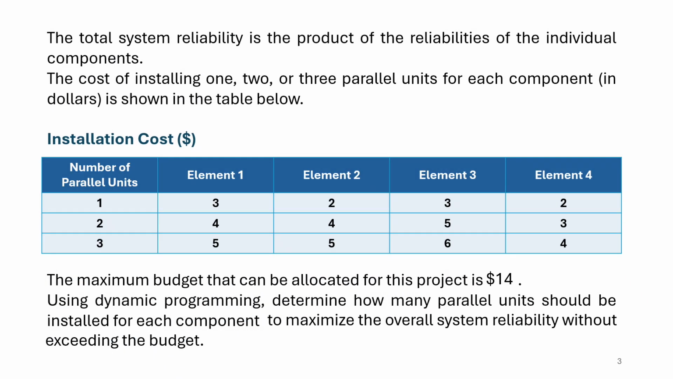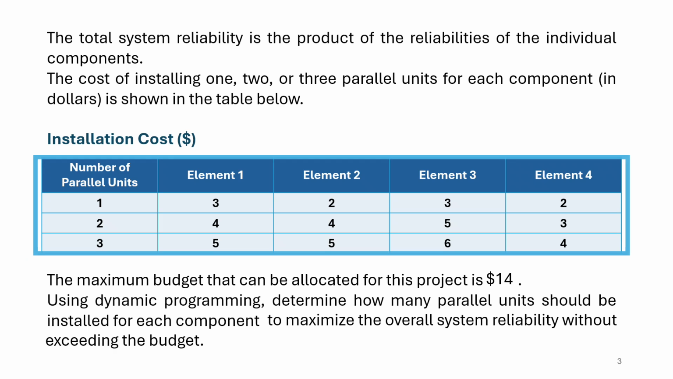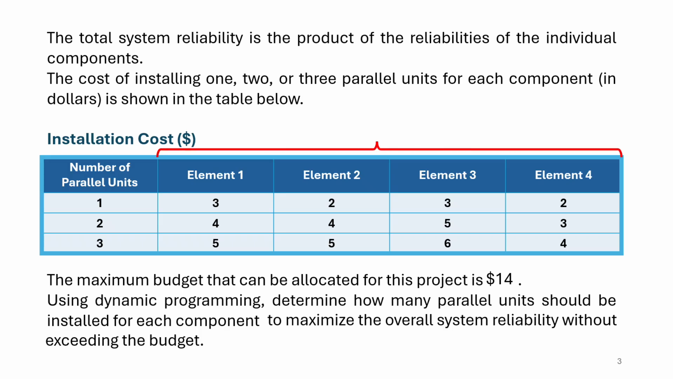Now we address the cost constraints and the optimization goal. The table provides the installation cost in dollars for 1, 2, or 3 parallel units for each component. In this table, the columns represent the individual components, from element 1 to element 4. The rows indicate the number of parallel units selected for each component, which can be 1, 2, or 3. We are limited by a maximum budget of $14 for this project.